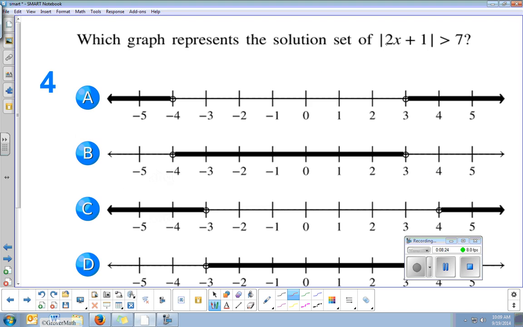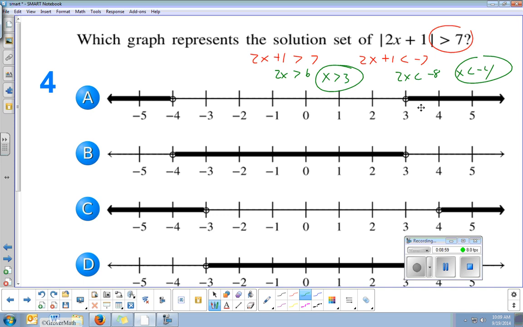One more example, but this time let's do it with a graph. So it's a greater than. So we have 2x plus 1 is greater than 7, and 2x plus 1 is less than negative 7. Solving, minus 1, we'll get 6, and we'll end up with x is greater than 3. And then this minus over here, we'll get 2x is less than negative 8, x is less than negative 4. So greater than 3 or less than negative 4.